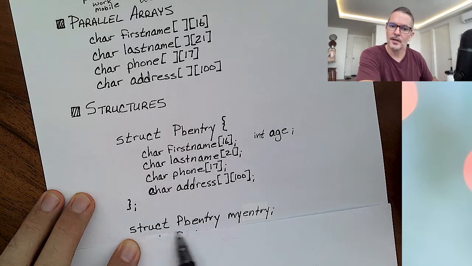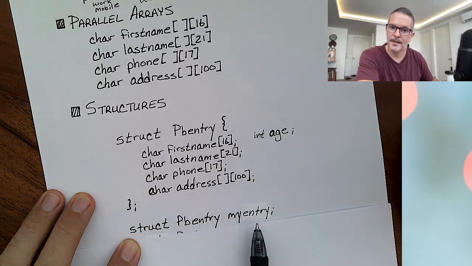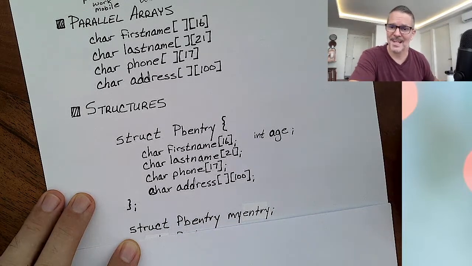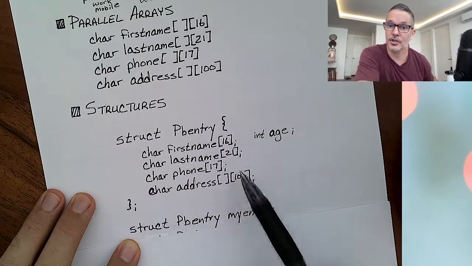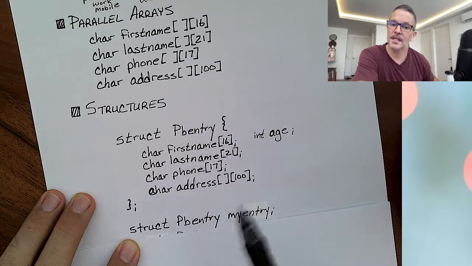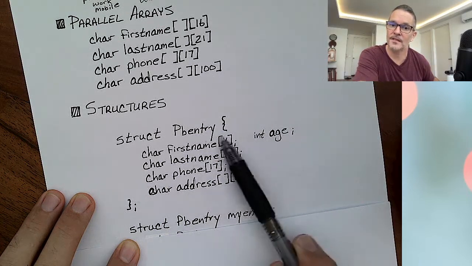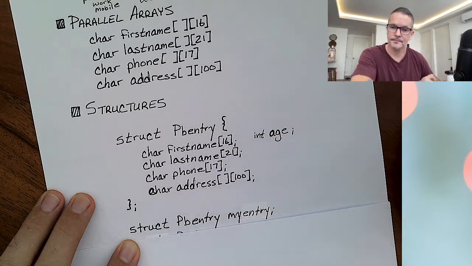But in order to create a variable of a structure type, I use the keyword struct, and then the name of the structure. This is the definition of the structure. And then here's my variable. So now my entry represents a single instance of this structure definition. So behind this variable is a block of memory that can store all of these different elements.